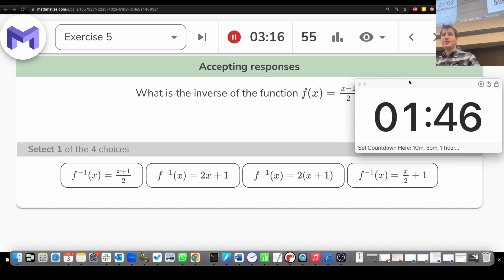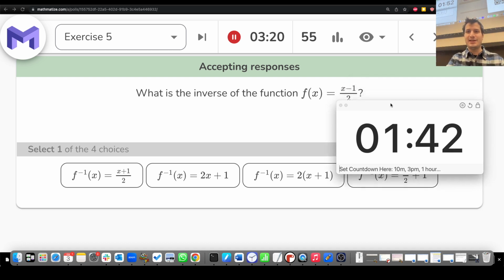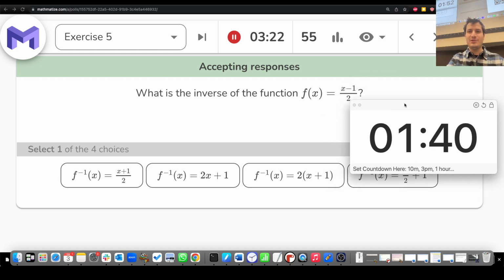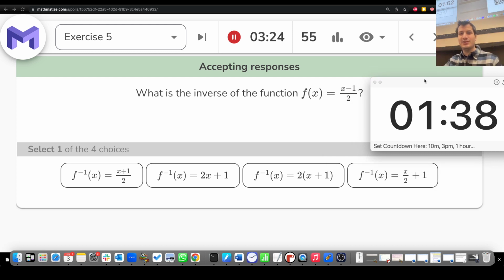Okay, so it's 4:30. We're starting with this problem about inverses, following up what we did last time. We want to know what is the inverse of x minus 1 divided by 2, and you have 4 options. So take a minute and a half, if you haven't yet, and try to figure out the inverse.